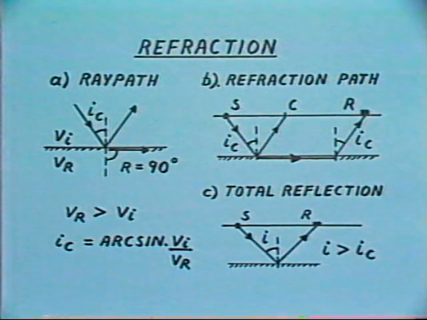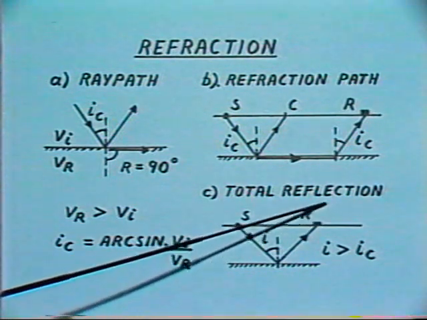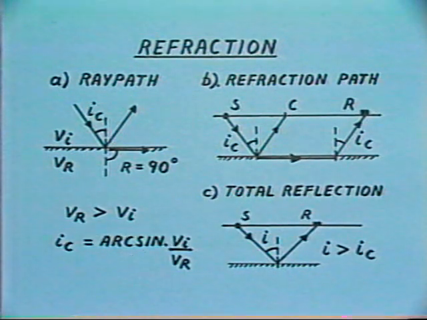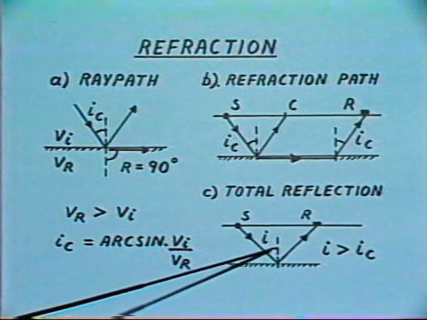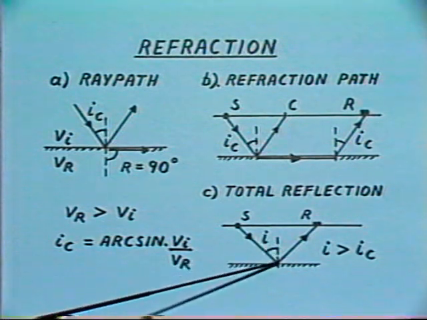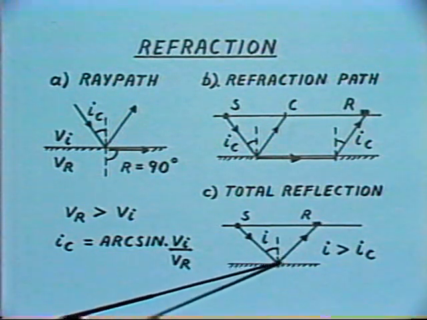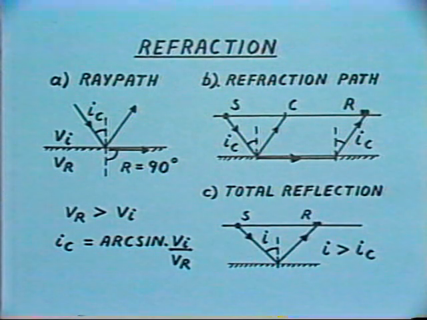Now, if the angle of incidence of the arriving energy becomes greater than the critical angle, we have a situation where there is total reflection of the seismic energy in the layer above the interface. So the angle of incidence is greater than the critical angle, so that all the energy is reflected back into the upper layer and none of it is transmitted through into this lower layer.